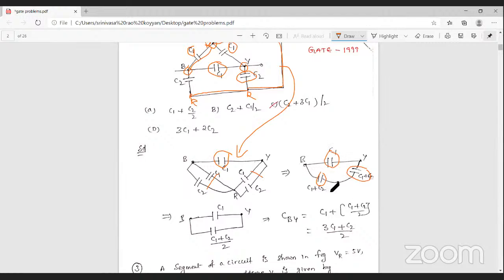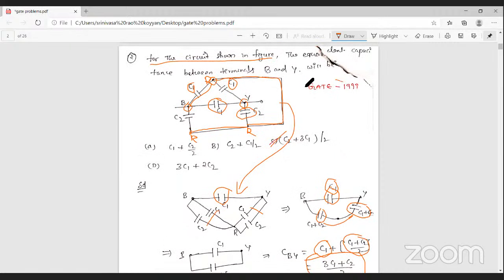But in this network, these two capacitors are connected in series. Then the resultant capacitance is (C1 plus C2) into (C1 plus C2) by (C1 plus C2) plus (C1 plus C2), that is (C1 plus C2) by 2. And again it is in parallel with capacitor C1, so you add C1. Then the final capacitance value is (3C1 plus C2) by 2. That is option C.